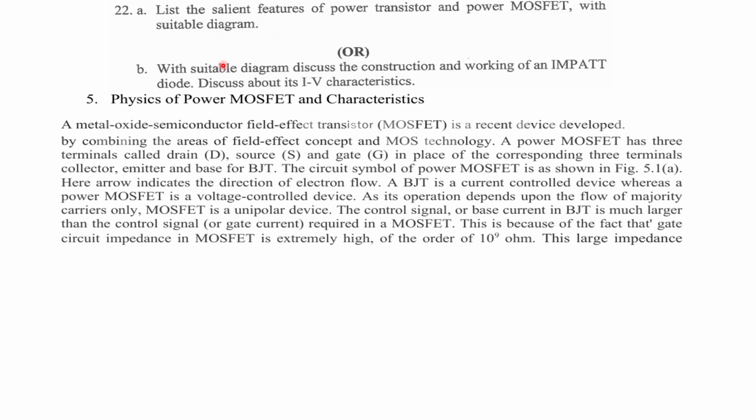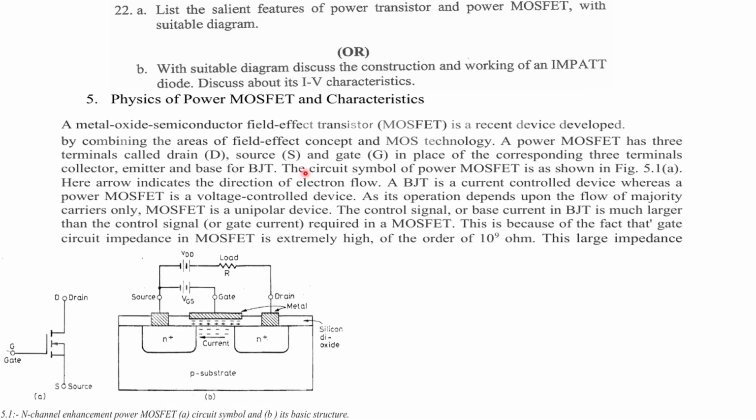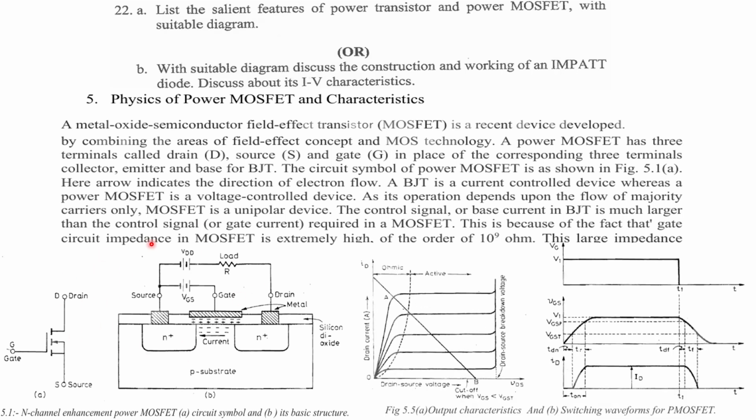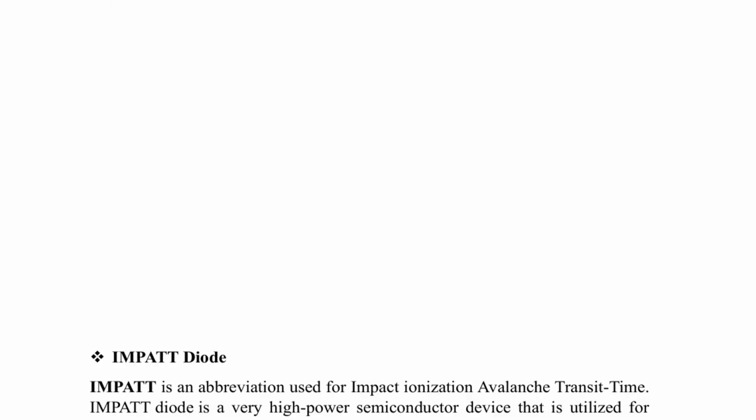Here another question is: discuss the salient features of the power transistor and the power MOSFET. The second one is: what is the IMPATT diode? The power MOSFET, whenever we talk about it, is nothing but the normal MOSFET which works at higher voltage and current, that's all. The characteristics are similar, the output characteristic and the switching characteristics.